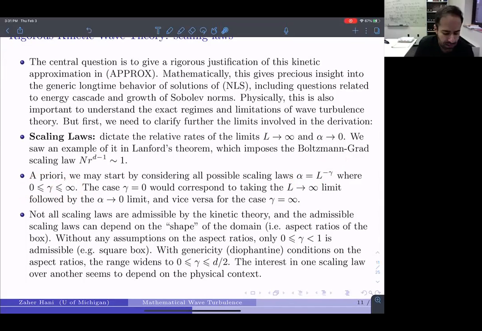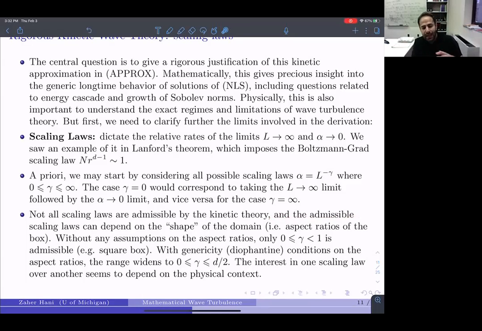But it doesn't take too long to understand that not all scaling laws are admissible, just as in the case of the Boltzmann equation, where not all scaling laws are admissible. And the admissible scaling laws depend on the shape of the domain that you're working on. For example, here we are working on a box of size L. I can consider this box not to be a square box, but a rectangular box or rectangular parallelepiped. And in that setting, the range of scaling laws that are admissible, or the range of scaling laws that could give you a kinetic theory, depends very much on those aspect ratios of the box.